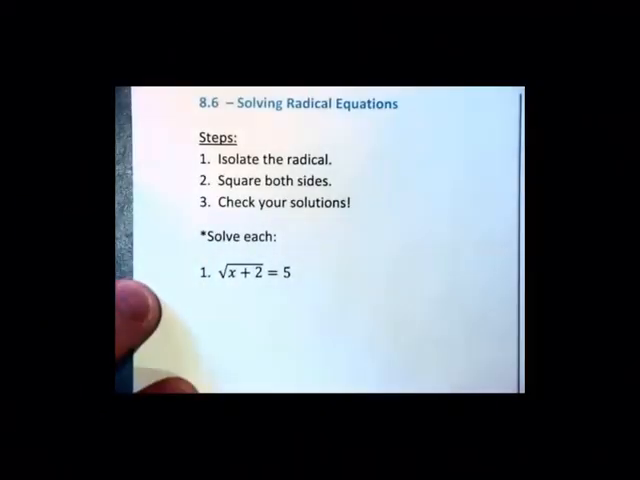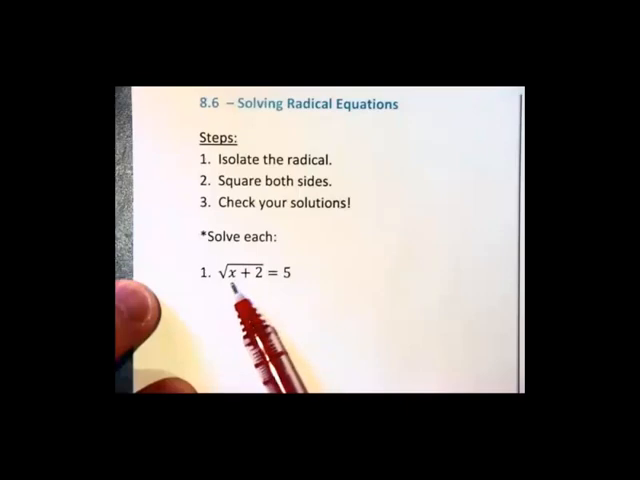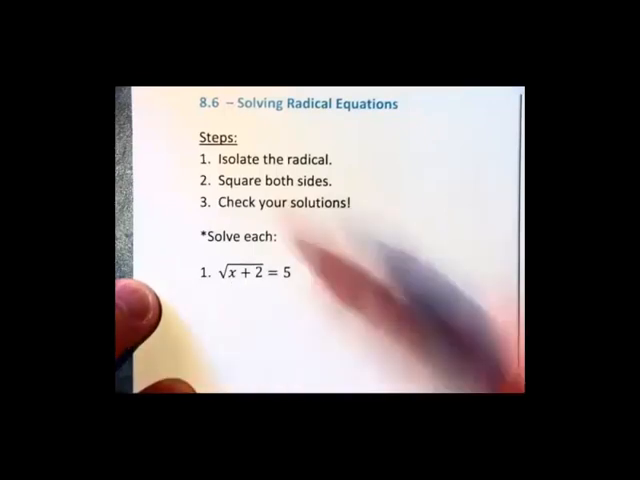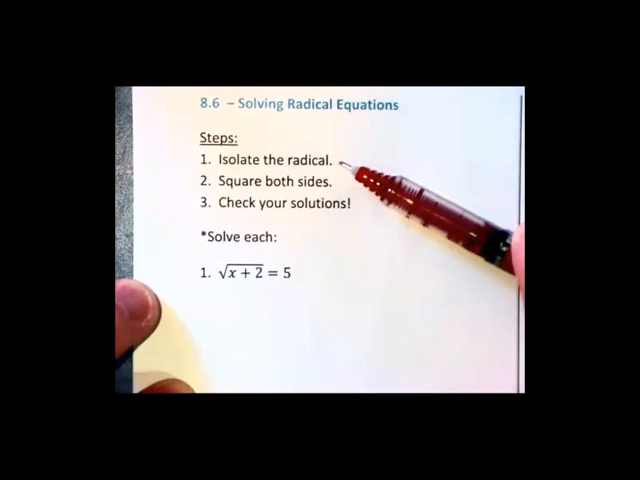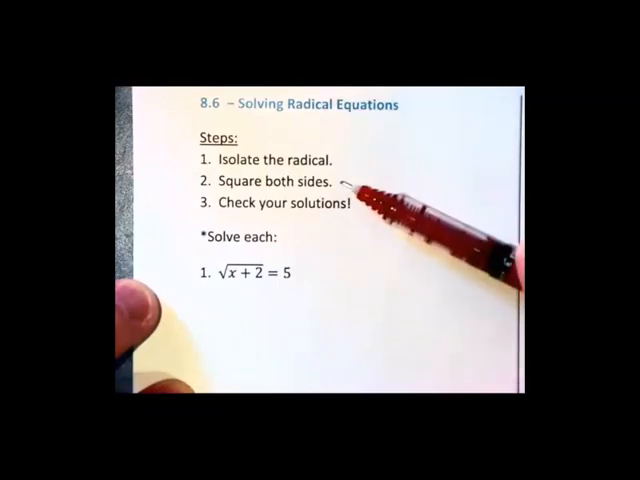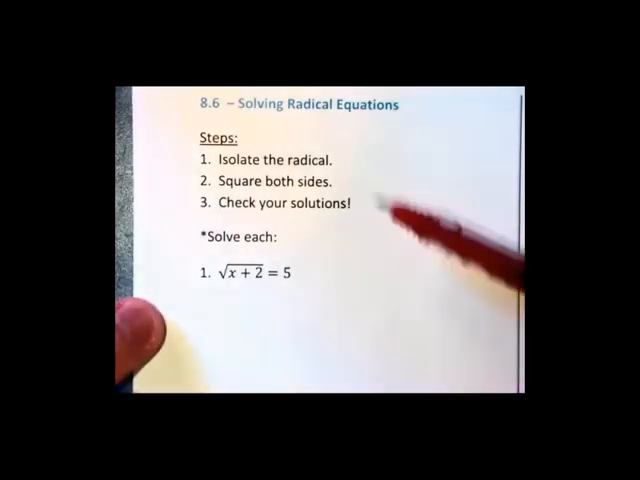In radical equations, your goal is to solve for x, which is typically underneath a radical, and the way you get rid of the radical is you square both sides. However, before you square both sides, you need to isolate the radical first, get it by itself on one side, then you can square both sides, and then solve the equation, and this time you need to make sure to check your solutions, and we'll show you why in a little bit.